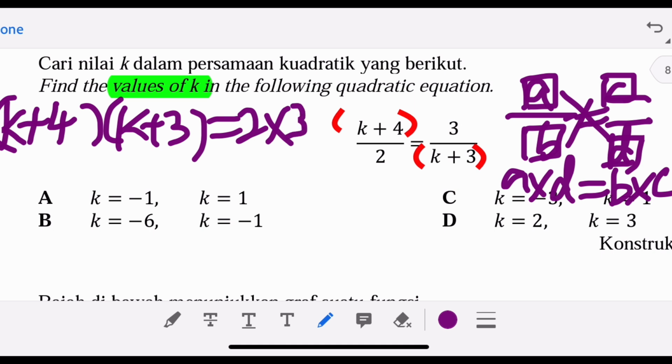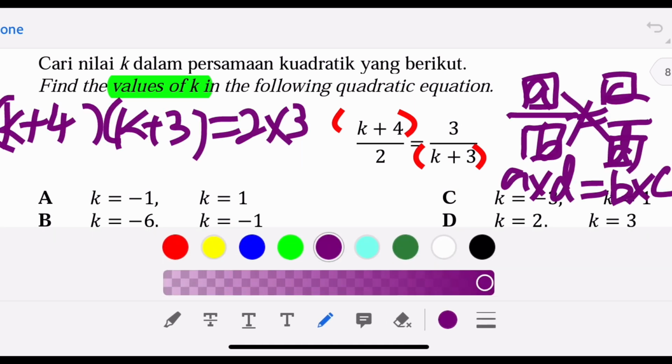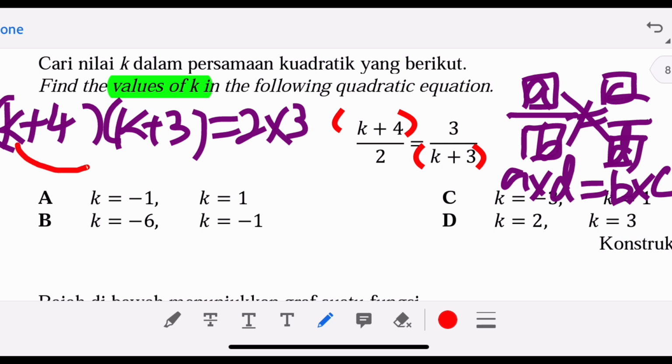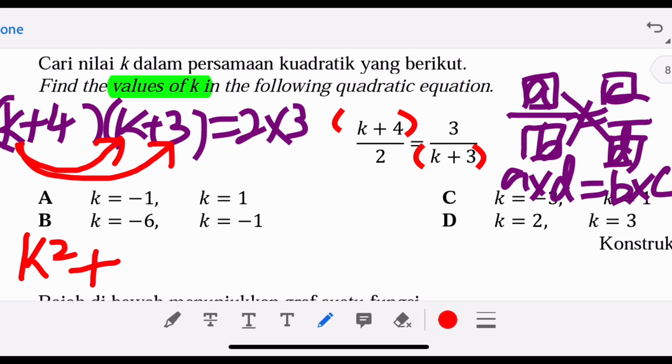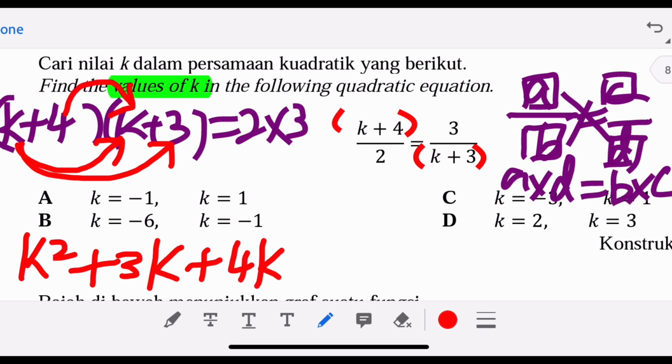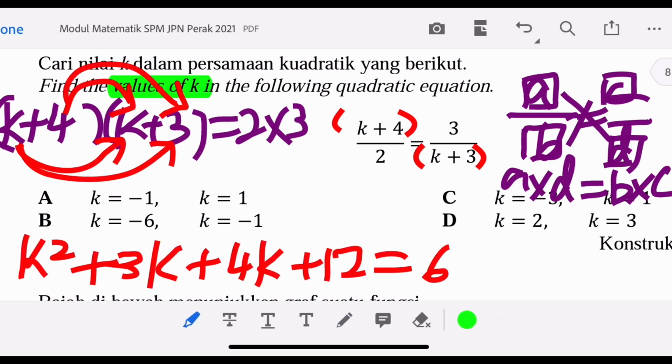Okay, now I want you to do it carefully. Use the expansion. K times K, what you get? K squared, right? K times 3, it's positive 3K. Then positive 4 times K, positive 4K. And then 4 times 3 is 12. Is equal to 6. 2 times 3 is 6, right?